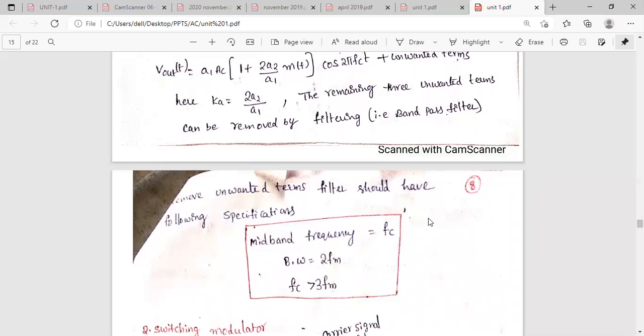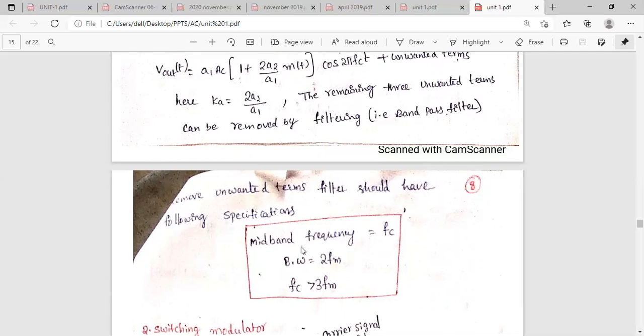So if the carrier frequency is f_c, what band of frequencies will be allowed? f_c plus f_m and f_c minus f_m. These two are the side bands. Within these side bands, the frequency terms will be allowed, and the terms greater than the upper side band and less than the lower side band will be removed by the band pass filter circuitry.